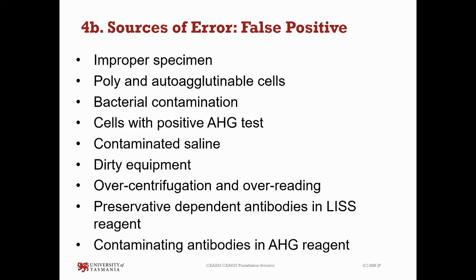So you talked about polyagglutinable cells and autoagglutinable cells. Again, we learned a little bit about that with our ABO discrepancies. So some of the same things apply. And if you use cells that have already got a positive DAT, then they will be positive. So that will give you what would be considered to be a false positive. Any contamination may cause the cells to agglutinate or may give you a false positive as well.